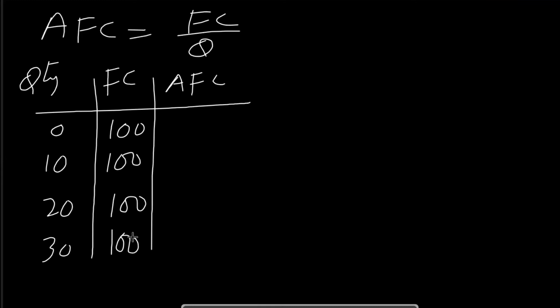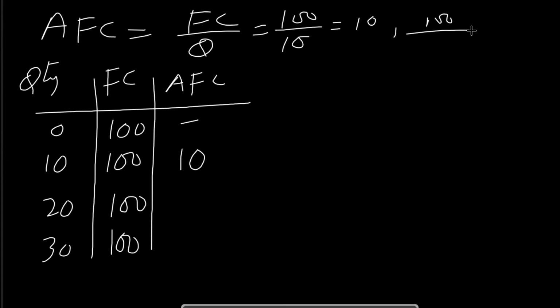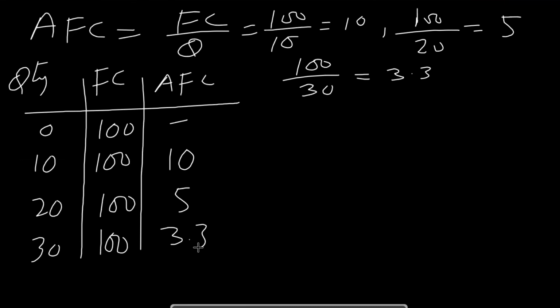So we can find average fixed cost by putting these values in the formula. Let's say when output is 10 units, fixed cost is 100. 100 over 10 will give us 10. So average fixed cost at this level of output will be 10. And if we increase our level of output, while fixed cost remains the same, output is, let's say, now 20 units and fixed cost was 100, so average fixed cost will be 5. And if we further increase output to 30 units, average fixed cost will fall to $3.3. We can clearly see that whenever we increase our level of output, average fixed cost continuously falls.